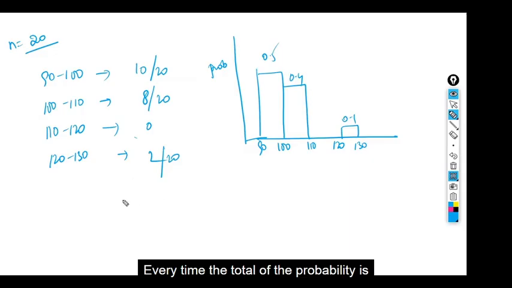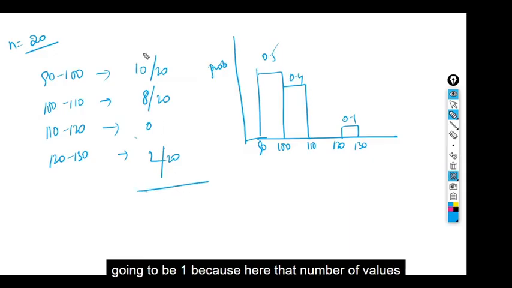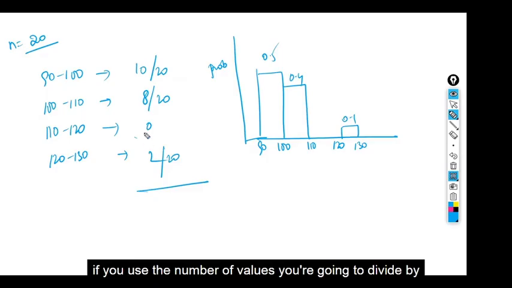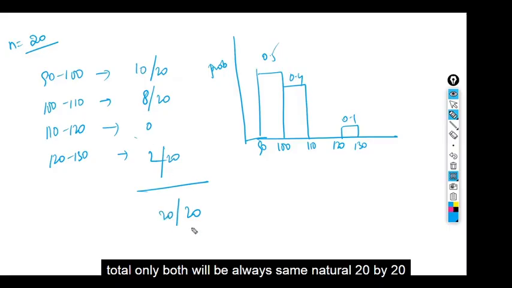Every time the total of the probability is going to be 1, because if you use the number of values, you are going to divide by the total only. Both will always be the same now, 20 by 20 only.